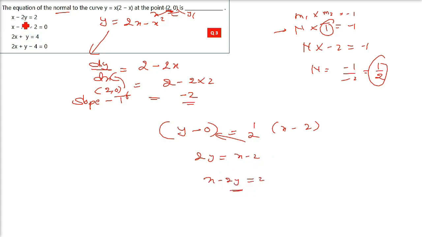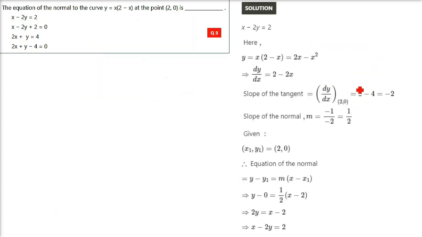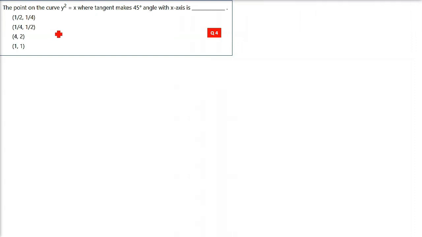Did you find any of these? x minus 2y equals 2, that you can use. Now this is the same solution which I just spoke. The point on the curve y square equals x where the tangent makes a 45-degree angle with the x-axis is.